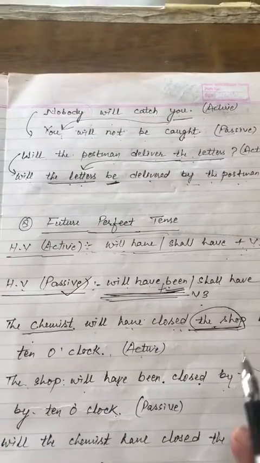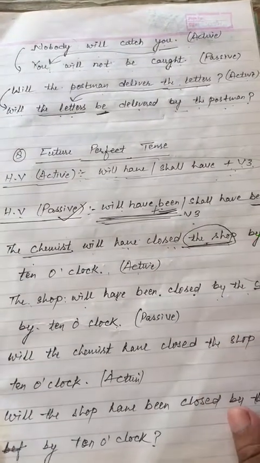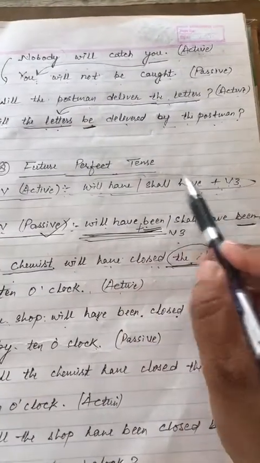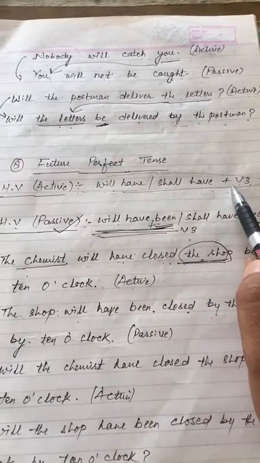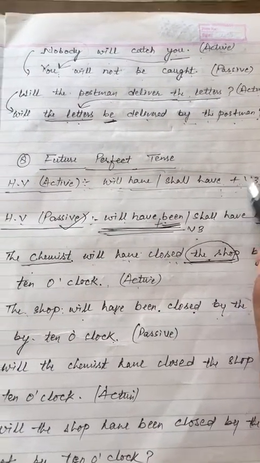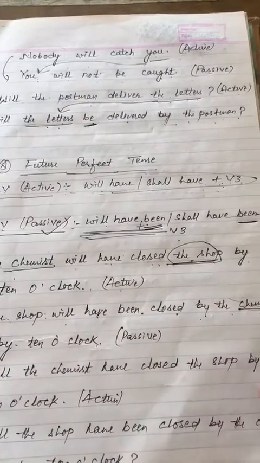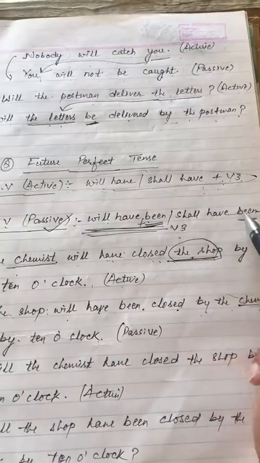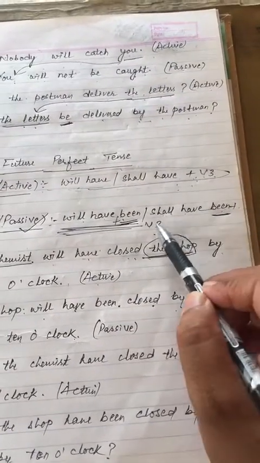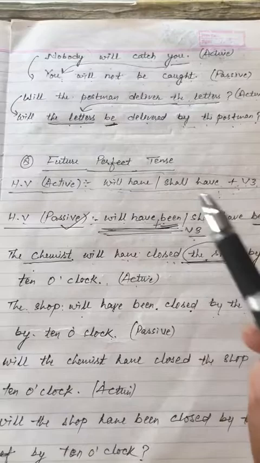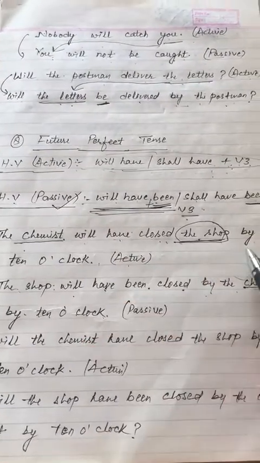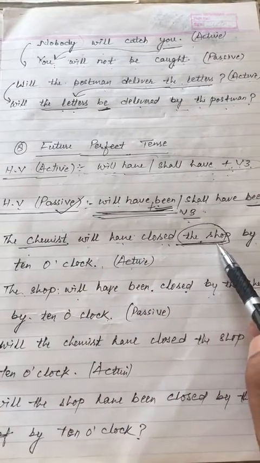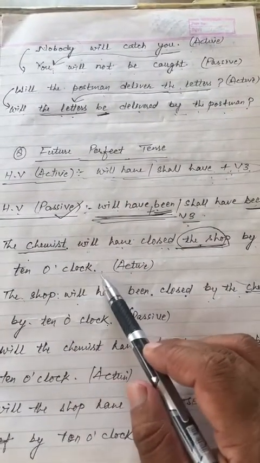Okay, now the last tense is your future perfect tense. Helping verbs in the active voice, see here, will have, shall have plus third form of the verb, we already know about it. Now the helping verbs in the passive voice, see here, will have been or shall have been, and then third form of the verb. Okay, now some examples. The first example is, the chemist will have closed the shop by 10 o'clock.